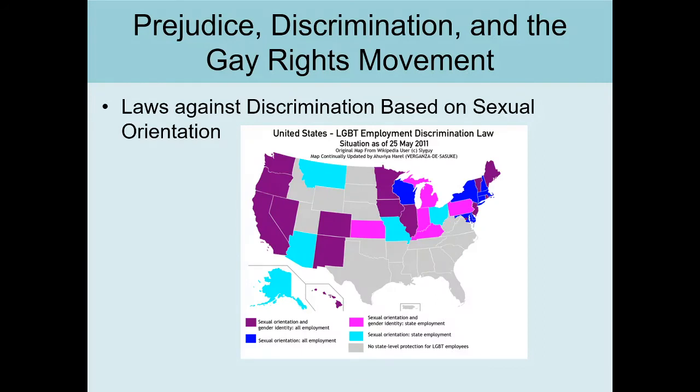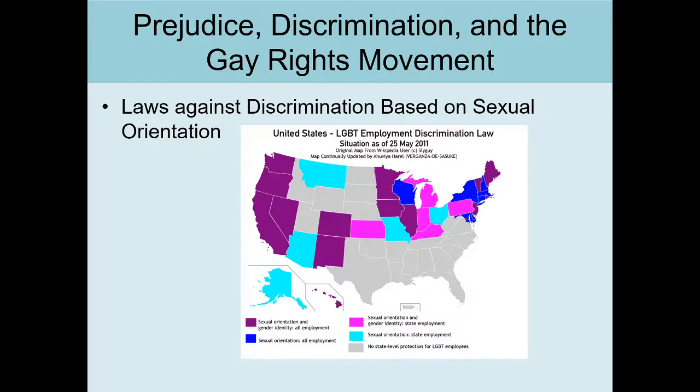The blue states have protection only on the basis of sexual orientation, and it says there, all employment. That means no employer in these states can fire you just because of your sexual orientation. In the pink states and the turquoise blue states, you are protected if you work for the state or federal government, but not necessarily for private employers. Pink is sexual orientation and gender identity. The turquoise is just sexual orientation. And then all of the gray states have no specific laws pertaining to any kind of LGBT protections. So there has been enormous headway made.